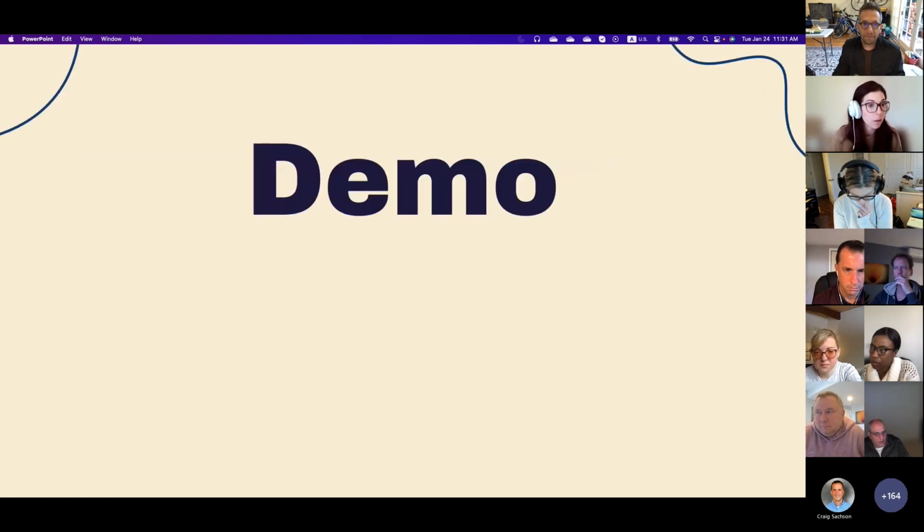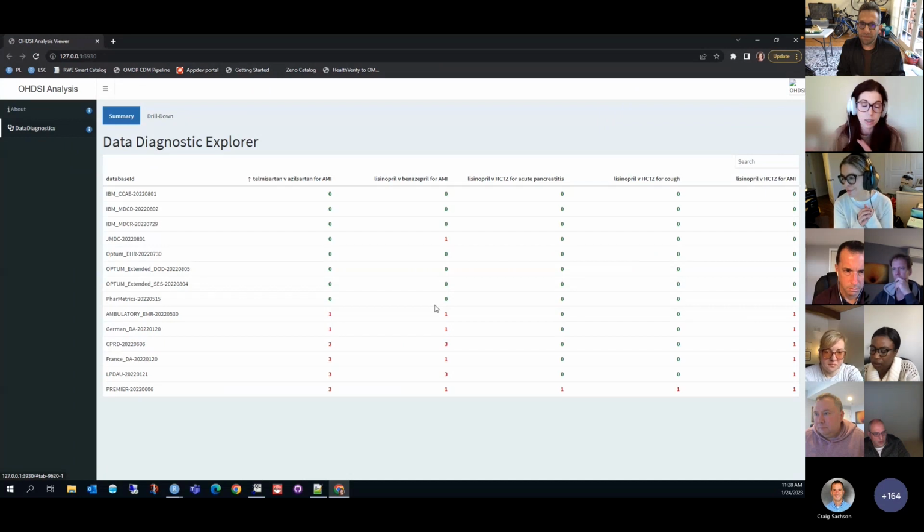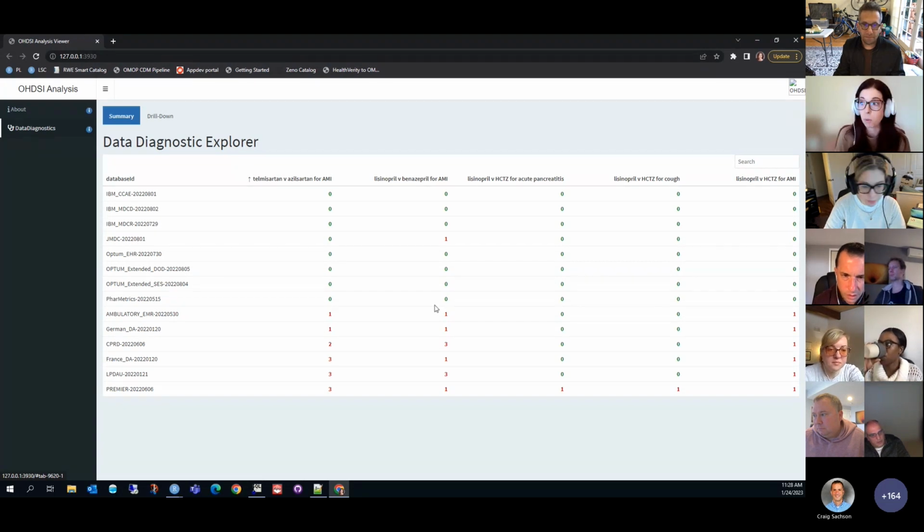So I'm going to try to give you a little demo of what this might look like. Big ups to Jenna for writing a Shiny app on top of the existing data diagnostics. And we're hoping that we're going to build this out a little bit, but as an example of what we might see if we had such a network in place. And we're asking some similar questions that Patrick shared with us at the symposium.